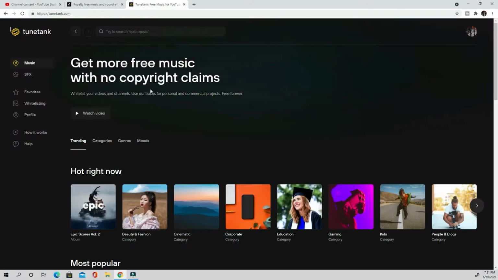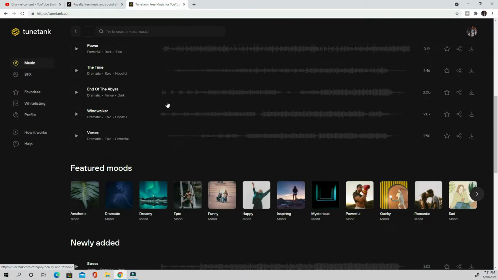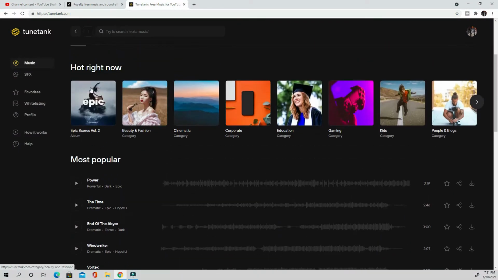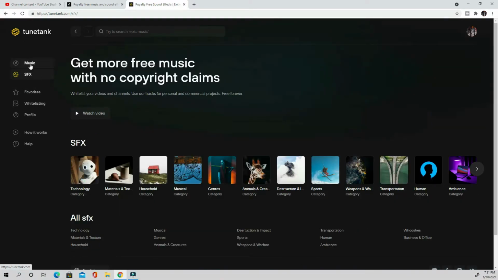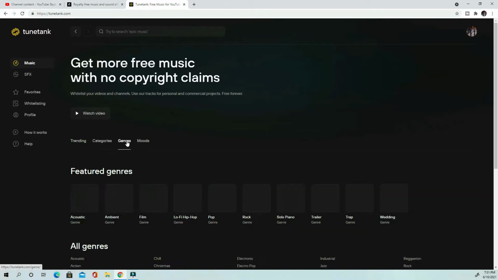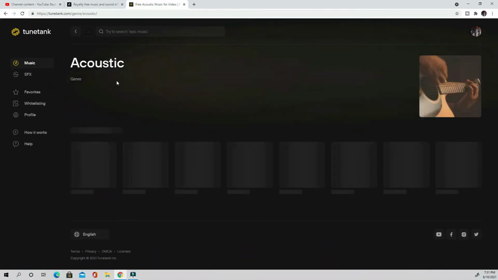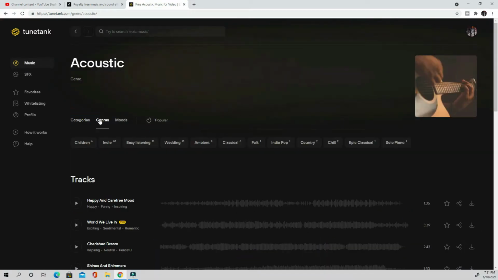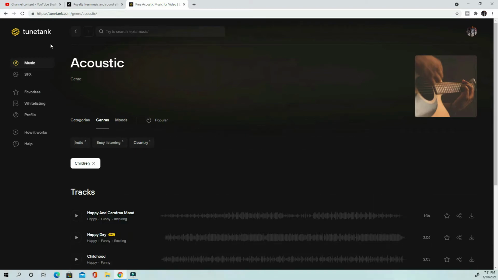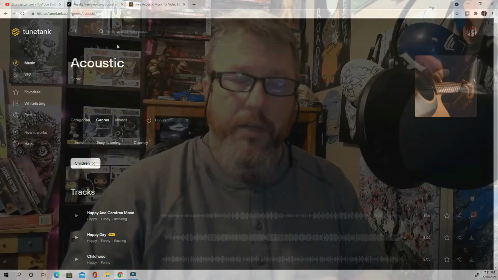Now, second up is a service that I used called ToonTank. And ToonTank is a pretty cool little website. They have a lot, and I mean a lot, of really good, hard-hitting music that I really enjoy. I've used them on several of my videos. The problem with ToonTank, the only problem I have with the website, and please, ToonTank, if you're watching this, reach out to me, because you got something to fix on there.